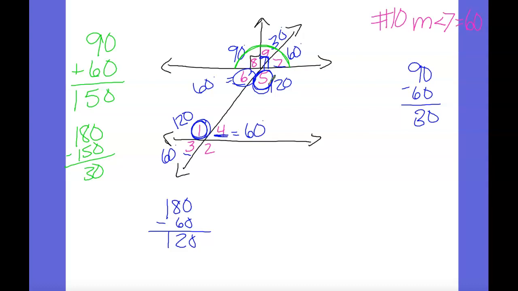Okay, so my last one is angle 2. How do I figure out angle 2? 7 and 2 are alternate what? Or no, sorry, consecutive what? Exterior. Because they're both on the outside and the same side.